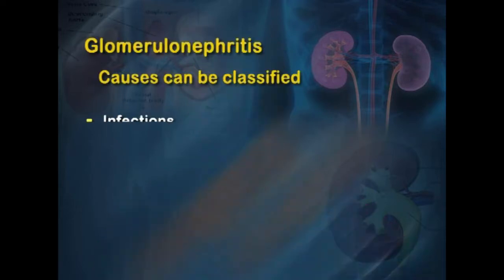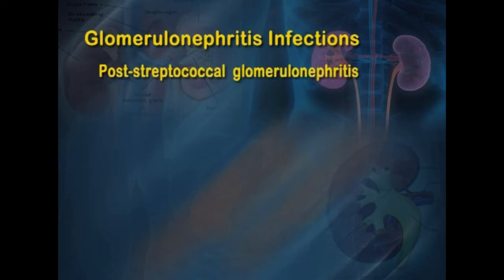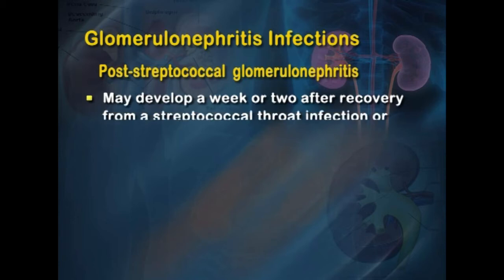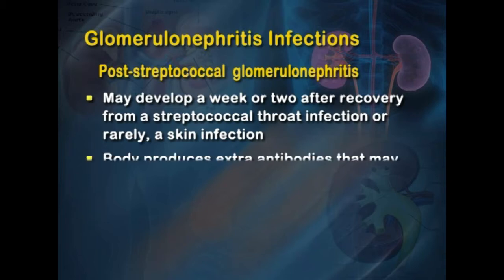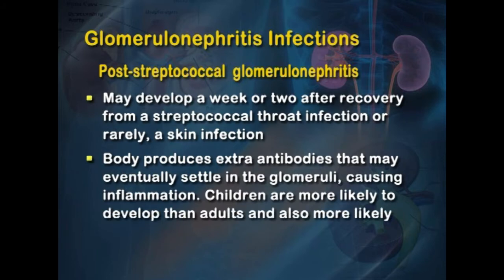But there are plenty of causes which are responsible for glomerulonephritis. There could be infections, there are immune diseases, and it could be even vasculitis. Vasculitis is inflammation in the blood vessels. Now if we look at the infections, post-streptococcal glomerulonephritis may take a week or two to develop, and it is rarely associated with a skin infection. The body produces extra antibodies that may eventually settle in the glomeruli, and that is how it causes inflammation. Very often children are more likely to develop it than adults, and they also recover quickly as compared to adults.